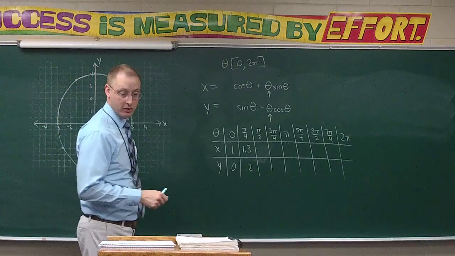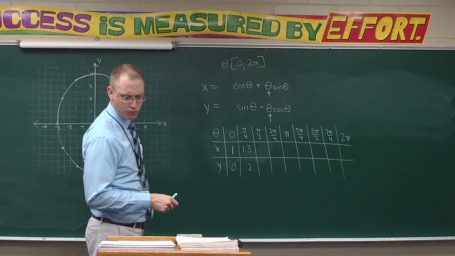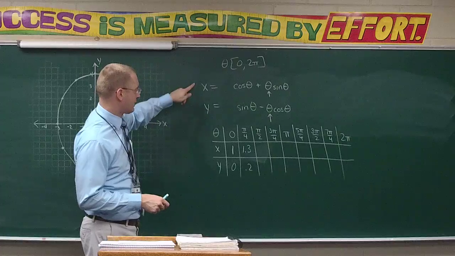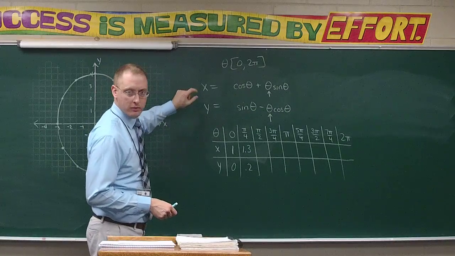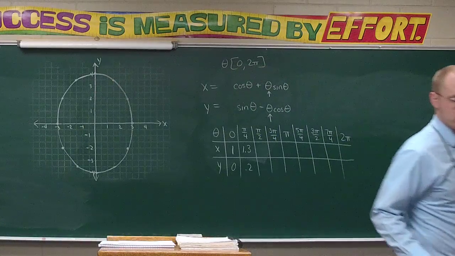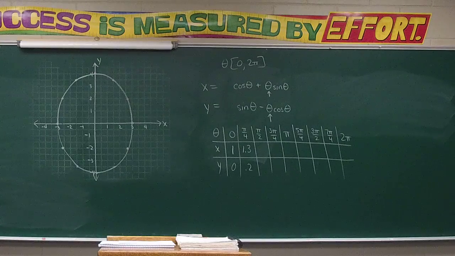Quinn's got his? Negative 0.62. That is not what I got. For x? All right, so we're going to start with the pi over 2. Oh, you hit the equals too soon. Okay, so let me walk you through the x one more time.